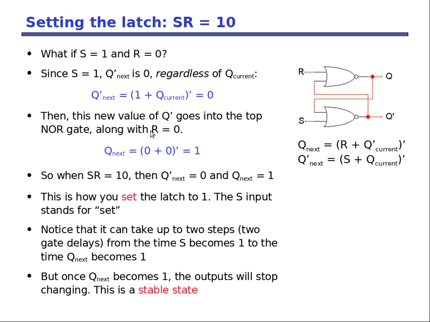We do it the other way. Oh, 0 or, well, in this case, you have to have Q current. We know Q current is going to be 0 because we just calculated it right there. So 0 or 0 is 0, knotting it is 1. So this is another way to prove or show that this is setting the latch.